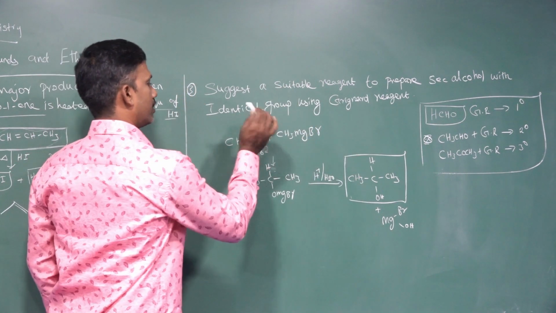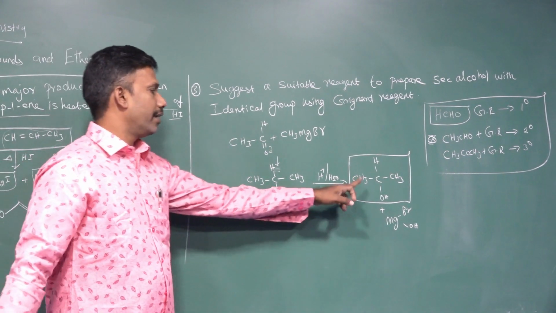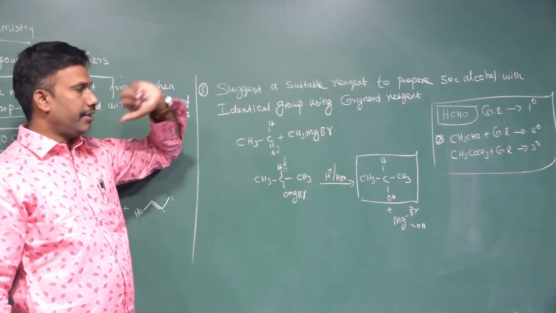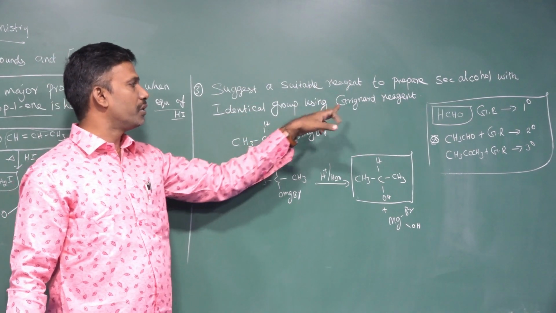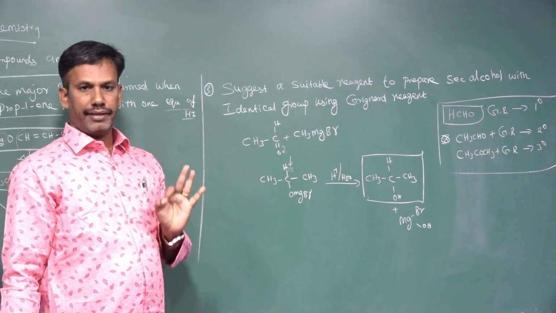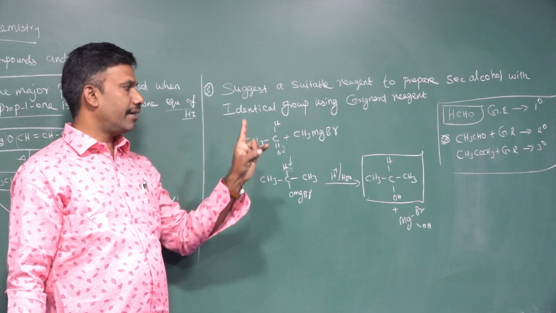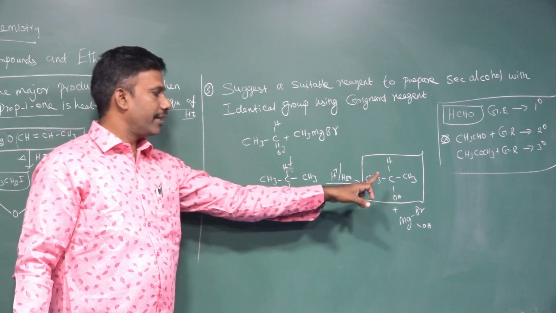What is the suitable reagent? Acetaldehyde is a suitable reagent. When it is treated with the Grignard reagent, you are getting a secondary alcohol. Now it's clear. What is the question asked? What is the suitable reagent to prepare a secondary alcohol using a Grignard reagent? The best reagent to prepare a secondary alcohol with the Grignard reagent is acetaldehyde. If you take acetaldehyde with the Grignard reagent, you are getting the secondary alcohol.